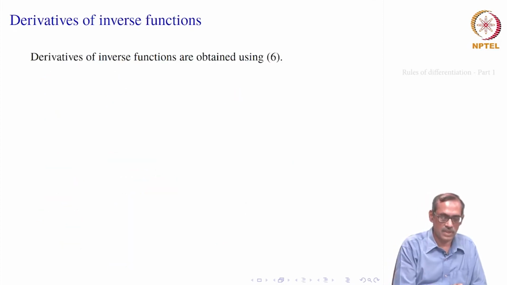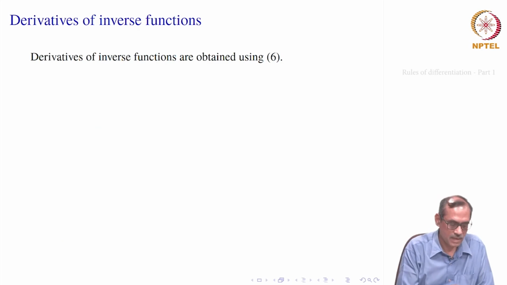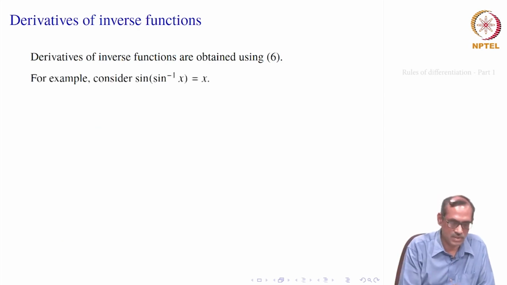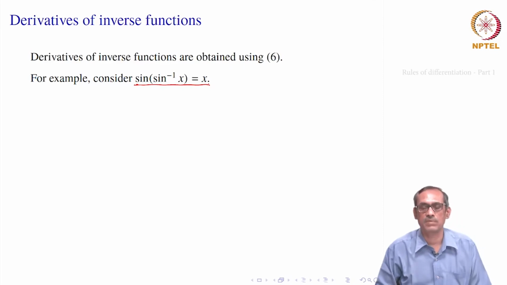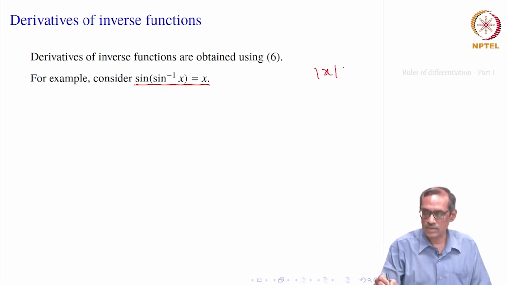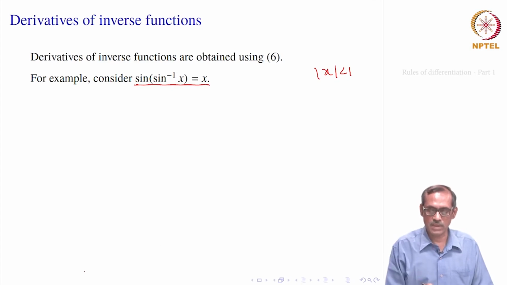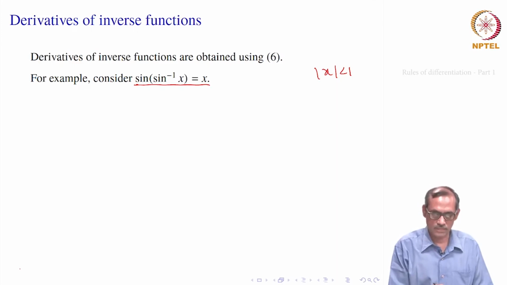Let us see how this sin inverse x we have obtained. In fact, all the inverse functions will be obtained that way. So, now for sin inverse x, we consider this equation, that sin of sin inverse x equal to x for mod x less than 1, there only we are interested. Now, sin of sin inverse x equal to x. So, we differentiate both the sides and apply the chain rule.